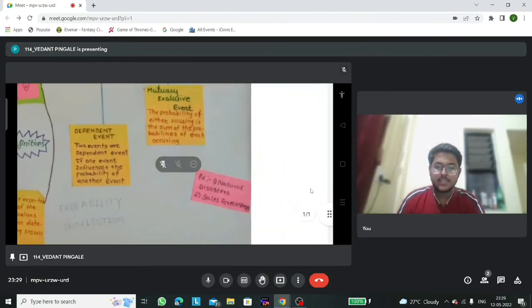As for the application of probability, we can take an example. We can calculate the probability of happening and not happening of natural disasters, or we can also find self forecasting from this.